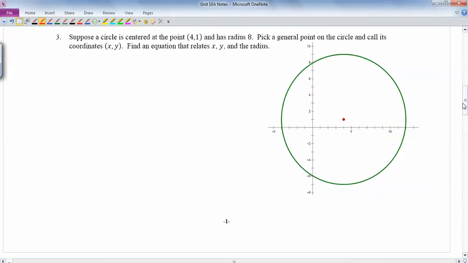So 3 is kind of like number 1. I gave you a center point and a radius, and you have to come up with a relationship between x, y, and the radius. You pick another random point on the circle and call it x, y. So our center point here is 4, 1. I'm going to pick a point on the circle and call it x comma y. And then I'm going to connect these 2 points and say the radius was 8, because that's given.